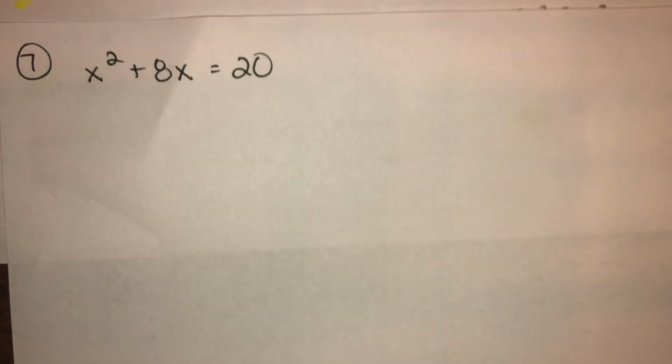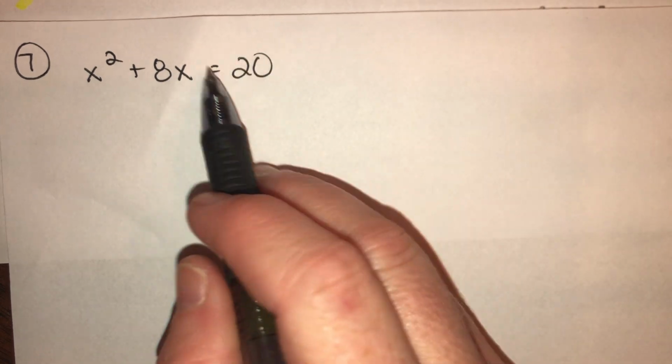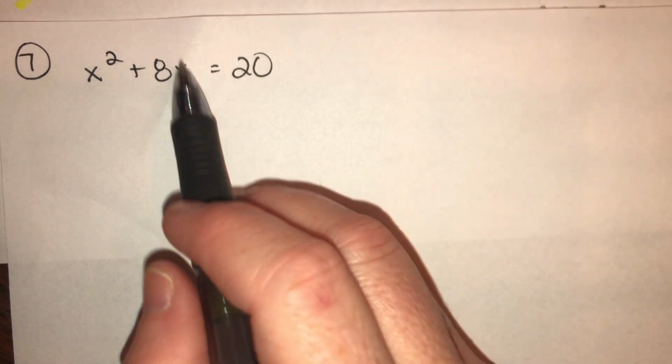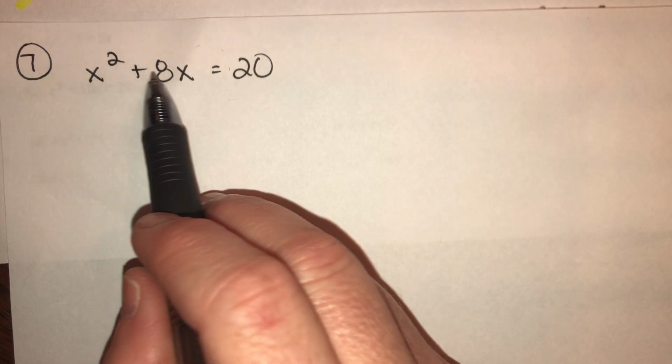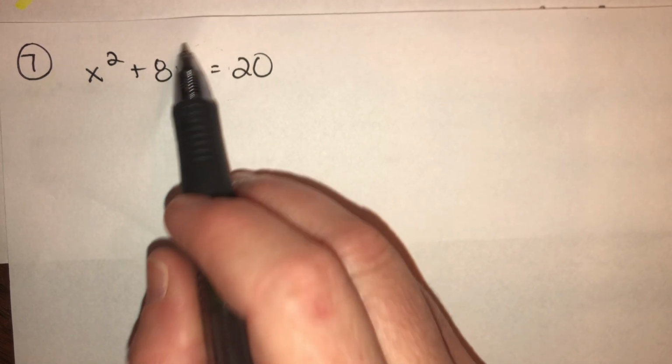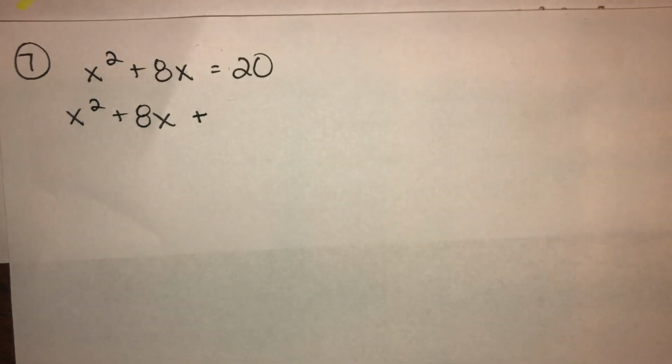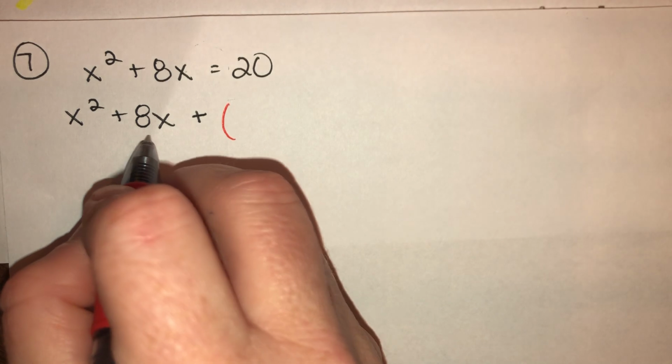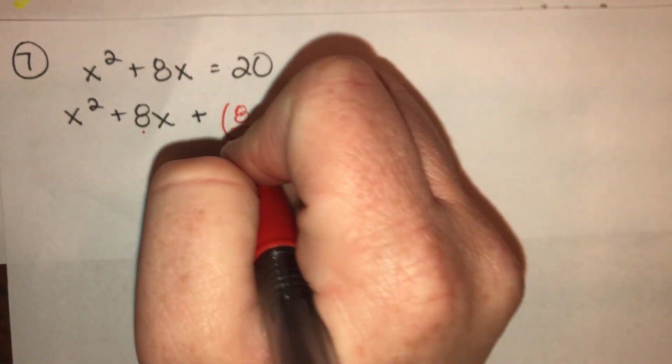All right, for number 7, we have x squared plus 8x equals 20. Fantastic, it's set up just how we need it to be, right? I don't have to move this c value over, it's already moved. So now I have to figure out what's going to go on the end of this binomial to make it a perfect square trinomial. So I'm going to have x squared plus 8x plus, and I'm going to take that middle term, divide by 2, and square it.